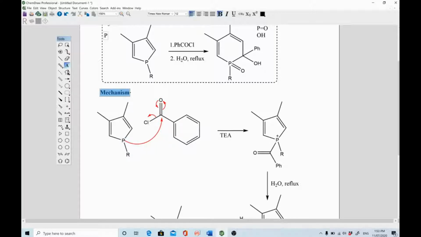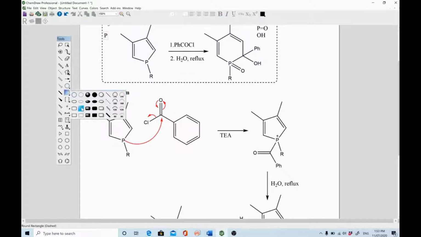And this carbonyl group of acid chloride is a well-known electrophilic center, so this lone pair will attack it, and this bond will break in favor of oxygen, and it will revert back, and this chlorine is a super cool leaving group, and it will leave in the presence of a base, that is triethylamine, and you will get this acylation at phosphorus.